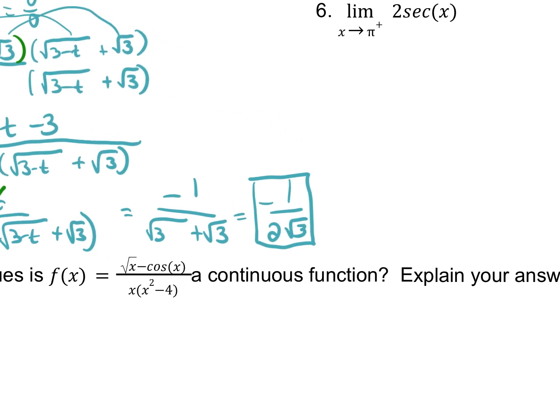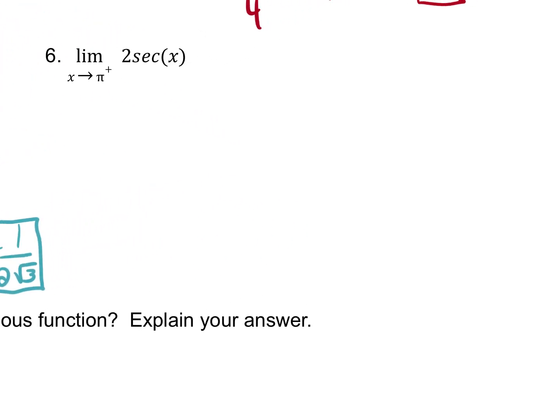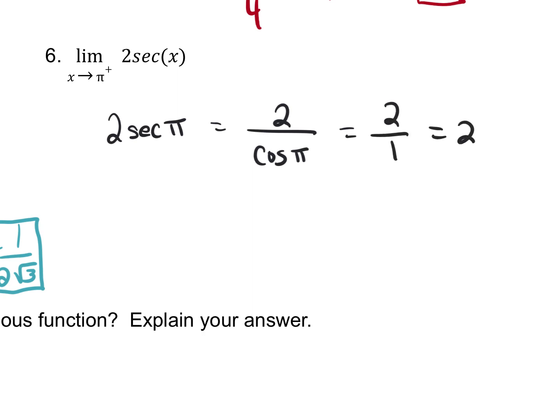3. All right, let's look at number 6. 6 says, what is the limit of 2 secant x as x approaches pi from the right? Now, on its surface, this looks like maybe a difficult problem, but remember, the first thing we should always do is plug in pi. So, what is 2 secant pi? Now, if this is not undefined or dividing by 0, it's not an issue. Secant is the reciprocal of cosine, so I could also write this as 2 over cosine pi, which is 2 over 1, which is just simply 2.